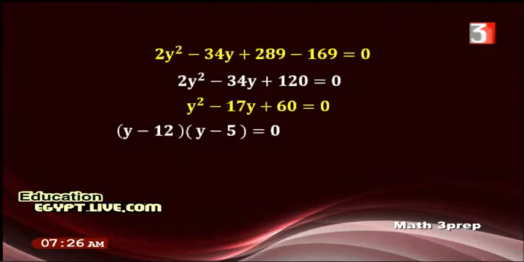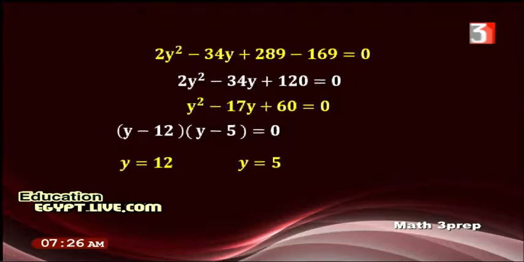Two terms multiplied by each other equals 0. It means that either y minus 12 equals 0 or y minus 5 equals 0. In this case, we can obtain the value of y as 12 or the value of y as 5. Now you have found the values of y.